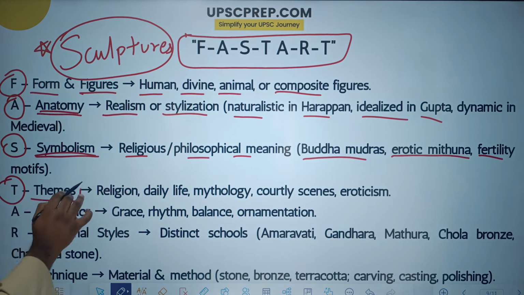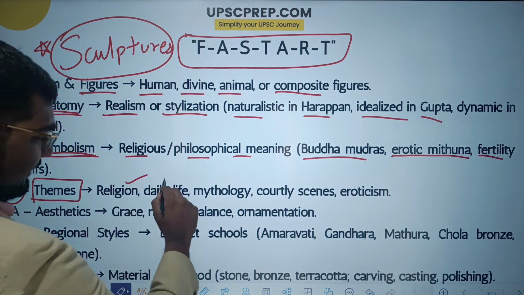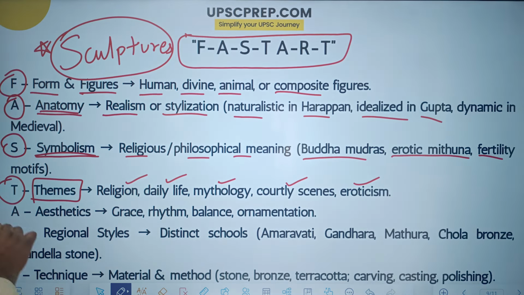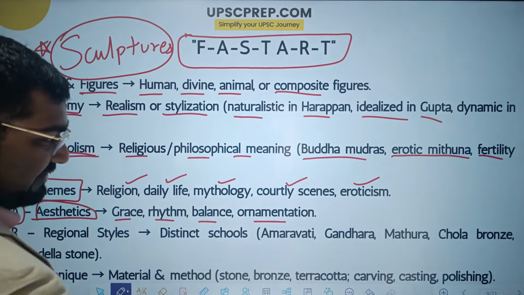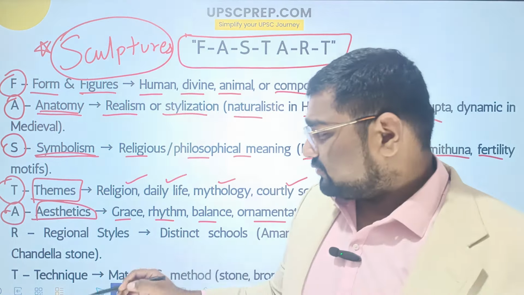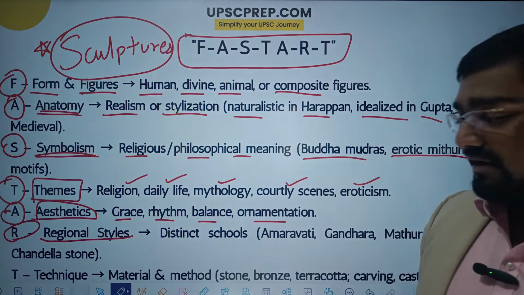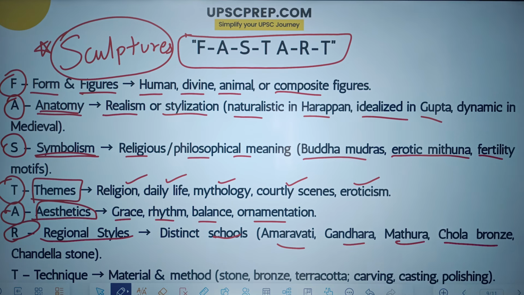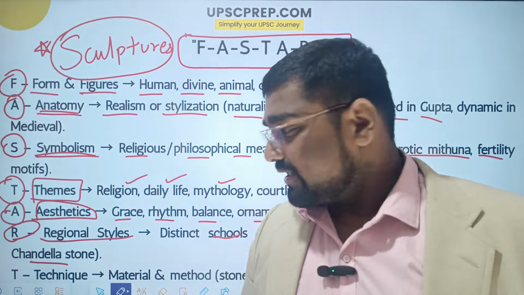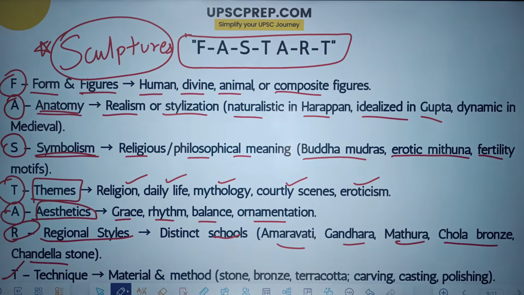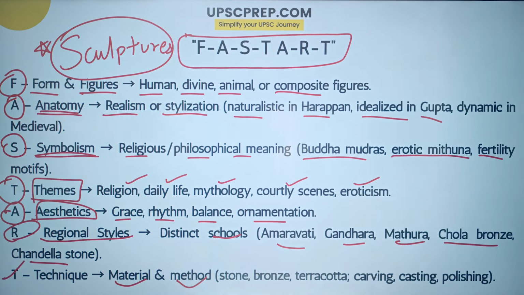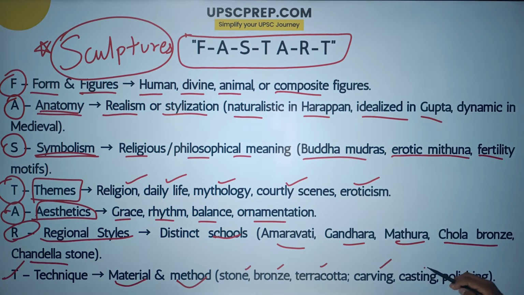T, the themes: religious theme, daily life theme, right? Mythology, courtly scenes, eroticism. Fine. A, aesthetics: grace, rhythm, balance, ornamentation. So these are the few keywords which I have tried to mention here. R, regional style, distinct schools are there, right? Amravati school, Gandhara, Mathura, Chola bronze, and then Chandela stone. And then the last one is T, that is technique. What kind of techniques they have utilized, the material, the method they have used: stone, bronze, terracotta, carving, casting, polishing.